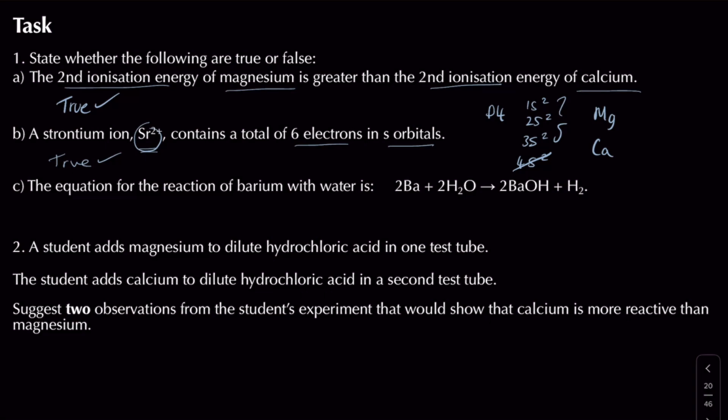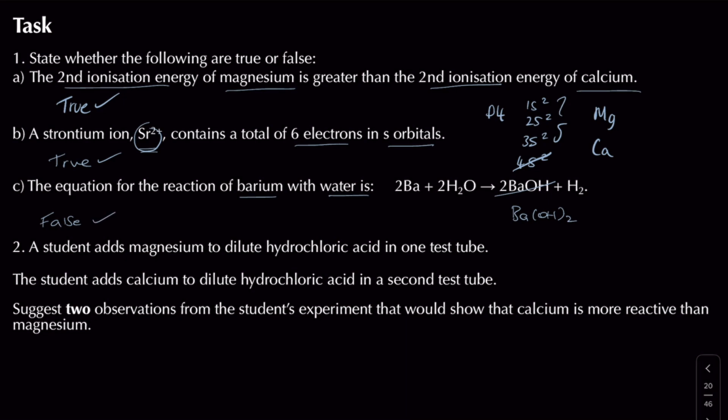If you were to look at the next one, the equation for the reaction of barium with water is going to be that. Straight away, quite hard to spot this one. This is going to be wrong. This is actually going to be false. And the reason why is because, of course, barium reacts with water, and we actually don't produce barium hydroxide like that. We actually produce barium and then, of course, hydroxide like this. This is the formula of barium hydroxide. So in that case, this last one is actually going to be false.